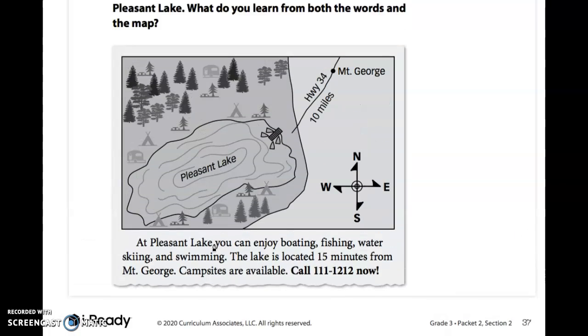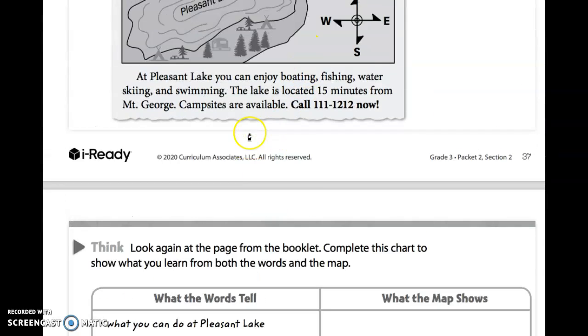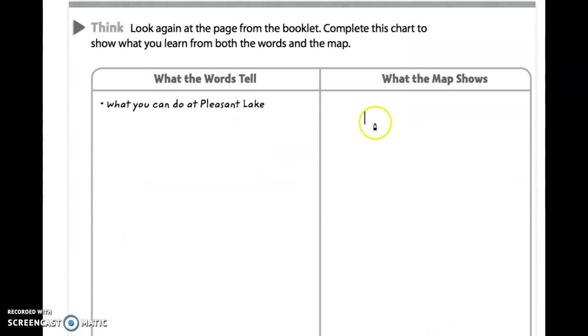But what does the map tell me I can do at Pleasant Lake too? What do you see from using the map? What are some things that you see? Do you also see pictures of that? So I'm going to actually write a little bit more. What does the map show me? It shows me, look, it shows me where I can put my tent or my camper. So I'm going to do a bullet point here. Shows me where I can put my tent or camper.